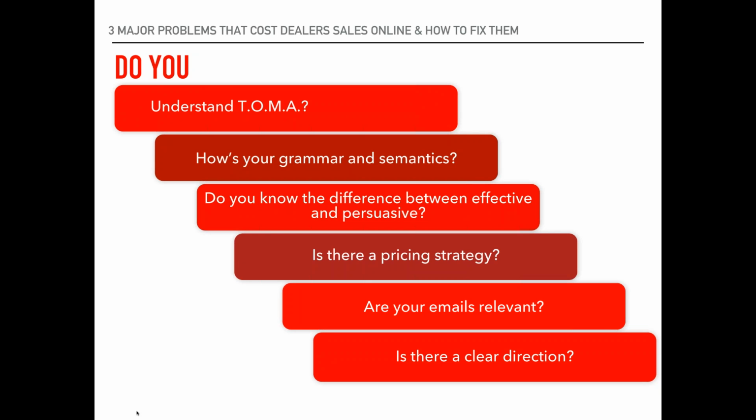Grammar, semantics, as you saw in that example. What was the execution of that message he was trying to get across? And what was the impact potentially on a customer? How would you, on the other side of this call, if you received that autoresponder as a vehicle shopper?